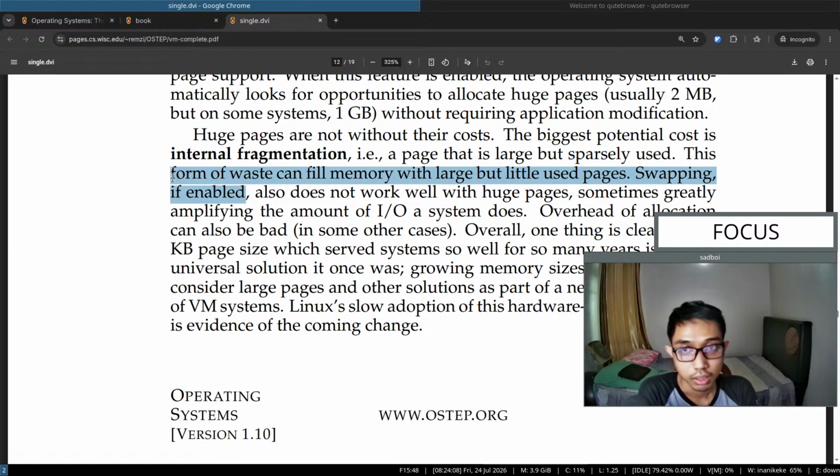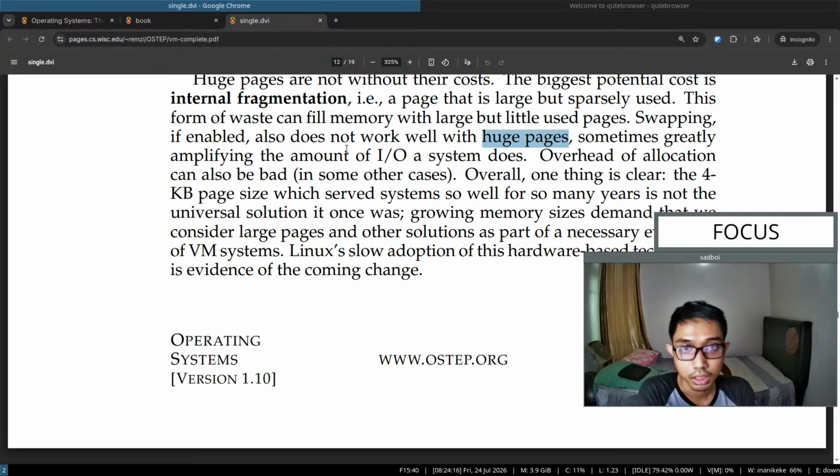Swapping, if enabled, also does not work well with huge pages, sometimes greatly amplifying the amount of input-output a system does. Overhead of allocation can also be bad in some other cases. Overall, one thing is clear: the 4 kilobyte page size which served system so well for so many years is not the universal solution.